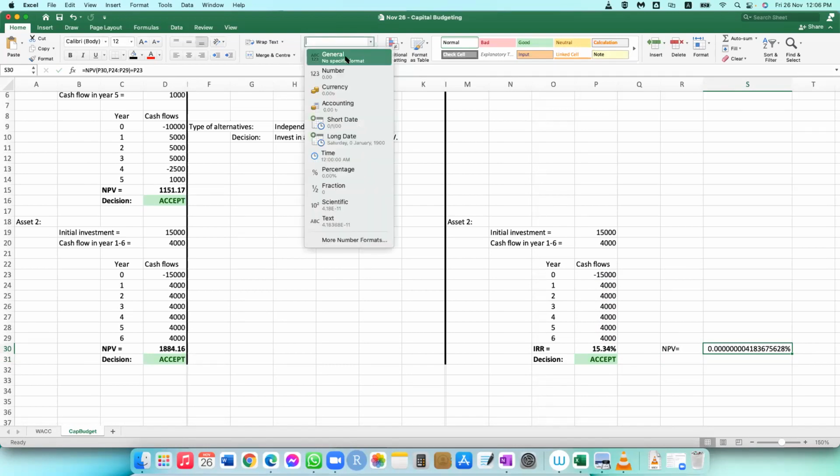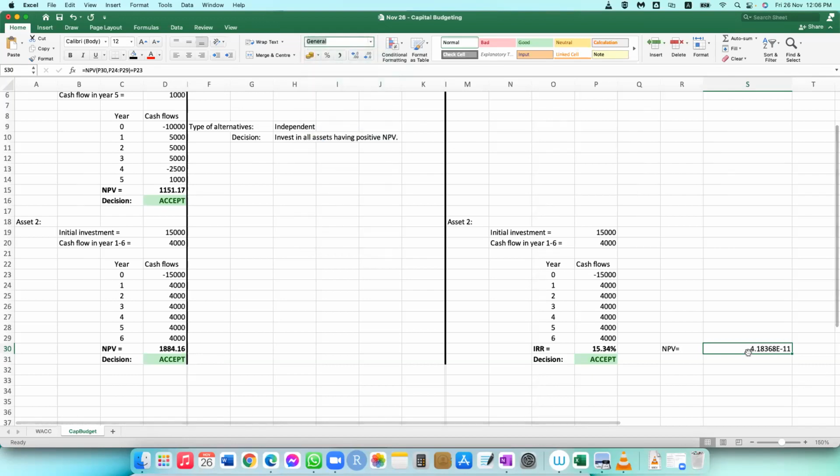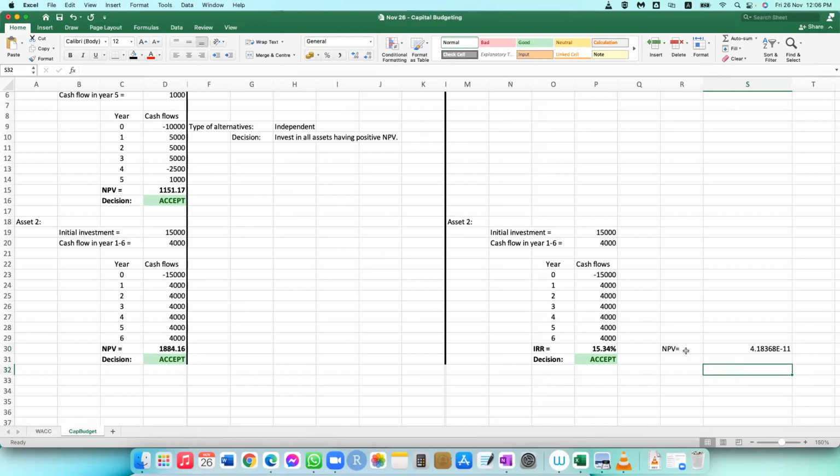It is actually 4.18 times 10 to the power minus 11. So after 11 zeros, then you get 41836, something like that. So are you convinced that the IRR function is working? Yes, sir. Okay, so let me delete this one.